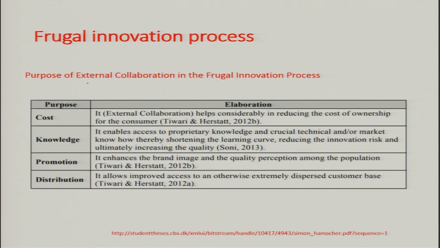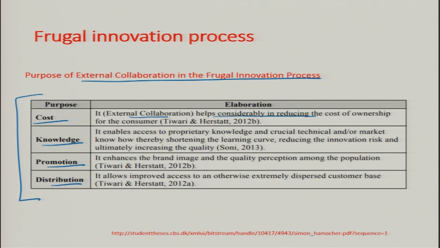Now, the purpose of external collaboration in the frugal innovation process is cost, knowledge, promotion and distribution. All these are enhanced using external collaboration. It is external collaboration that helps considerably in reducing the cost of ownership for the consumer. Knowledge: it enables access to proprietary knowledge and crucial technical or market know-how, thereby shortening the learning curve, reducing the innovation risk, and ultimately increasing the quality.